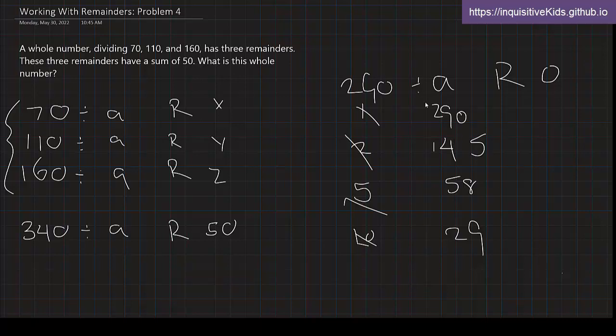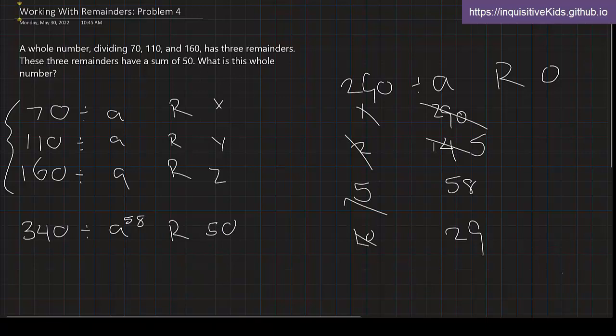Well, what about 290 and 145? If this were to be divided by 70, then the remainder has to be less than 70. So 290 and 145 don't work. So now we have 58 and 29 left. Let's try 58, because since we now only have 2 options, it makes sense to try. So let's put this in.